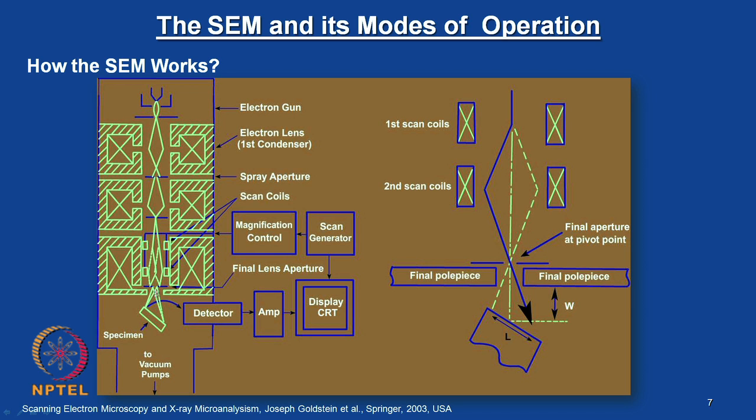And then they are rastered by the scan coil onto the specimen, and then you have the detector. The signals which come out of this specimen, which is kept under vacuum, are amplified and go to the display.